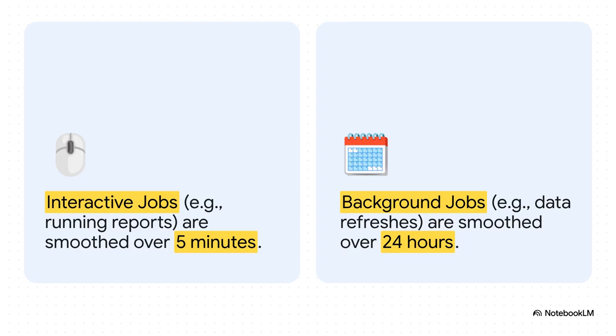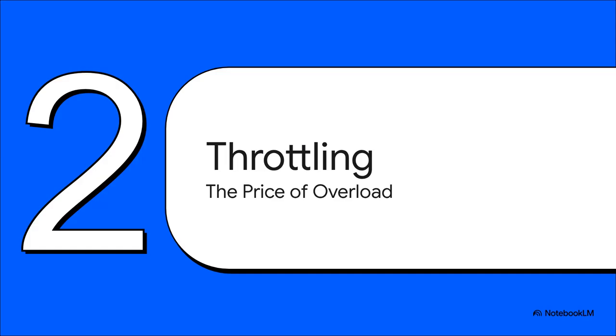But for background jobs, things like a scheduled data refresh or a notebook run, that cost is smoothed over a massive 24-hour period, and that is huge. What this means is that one single runaway background job can effectively poison your capacity for an entire day, which leads us right to the consequences. What happens when you borrow too much and can't pay it back fast enough?